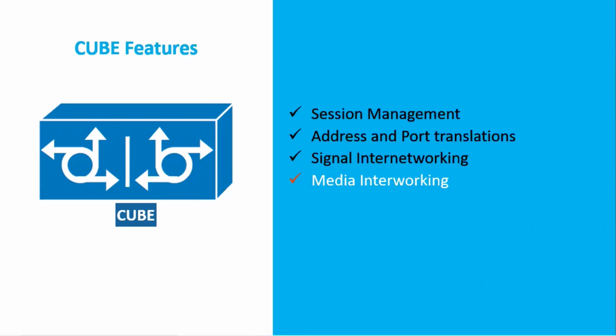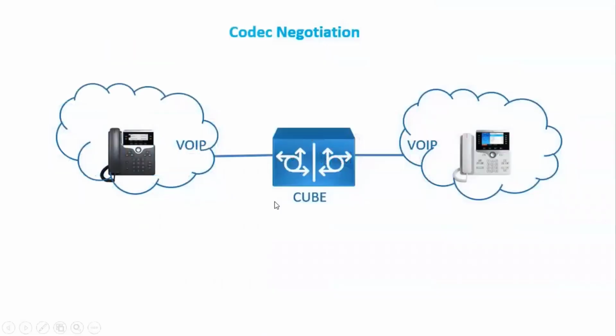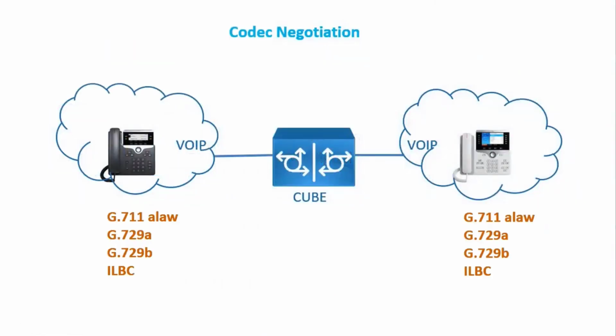That's media. The CUBE is well capable of handling many kinds of media. In terms of codec negotiation, on one hand, there could be a certain set of codecs. On the other, there could be some other kind of codecs. The devices let it for the CUBE to decide which codec they will use to talk to each other, because media, the RTP stream, goes through the CUBE by default. So CUBE is capable of selecting the codec best suited for them.